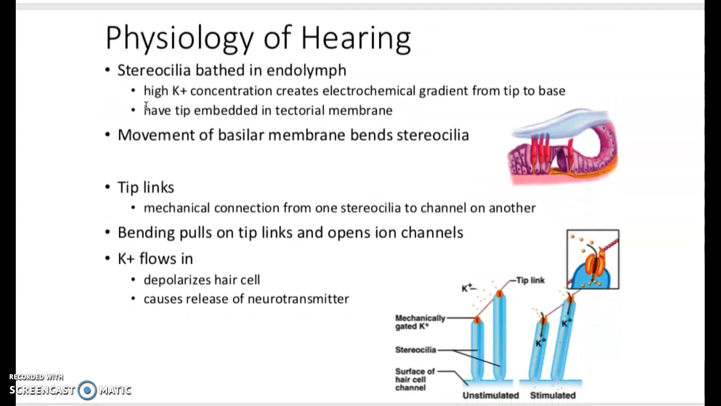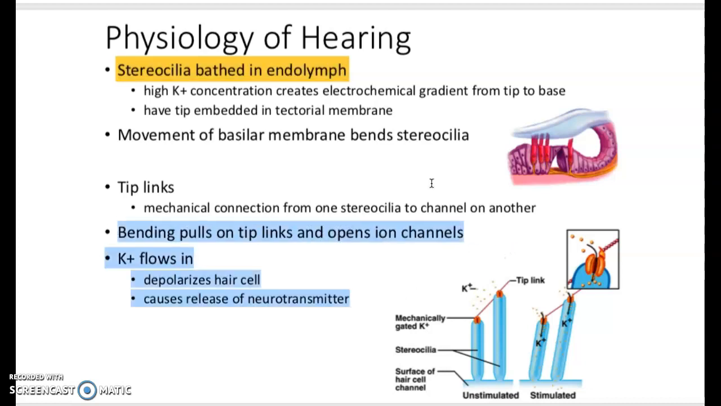So basically, the stereocilia are bathed in this fluid called endolymph, and when the vibrations come in and cause movement, the stereocilia bend. When they bend, it opens ion channels. Potassium flows in, which depolarizes the cell, and that releases neurotransmitter.